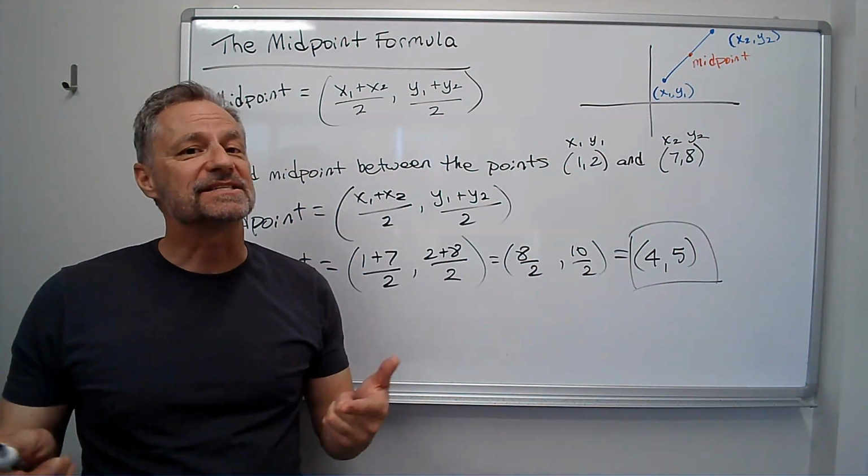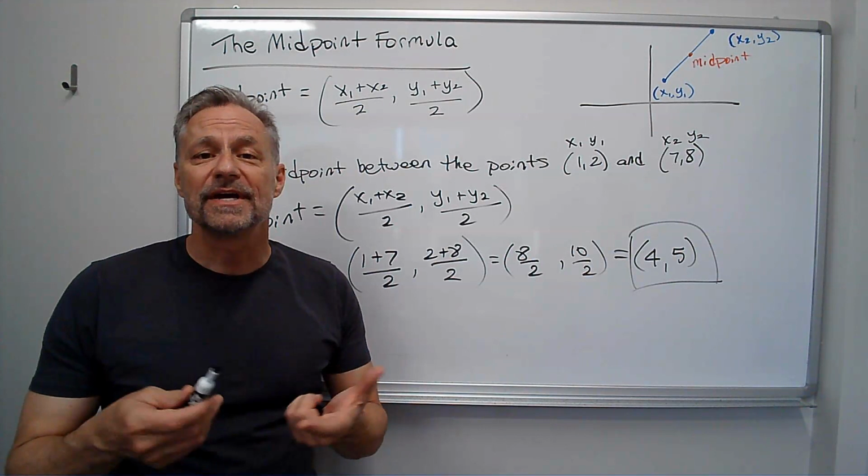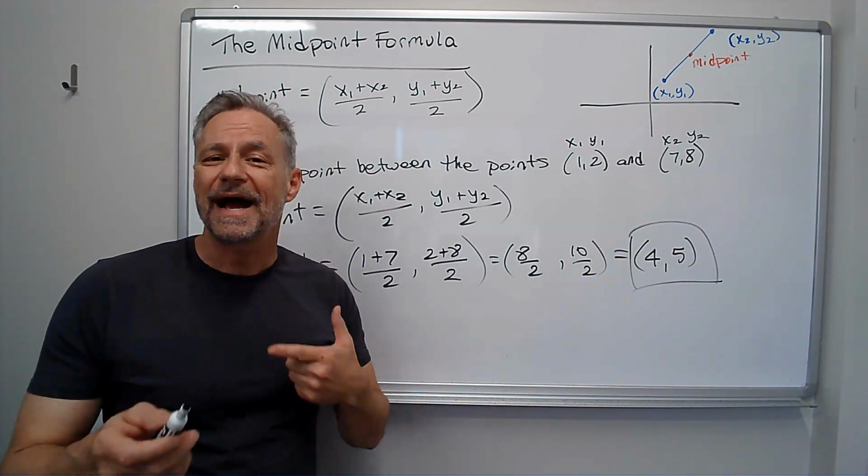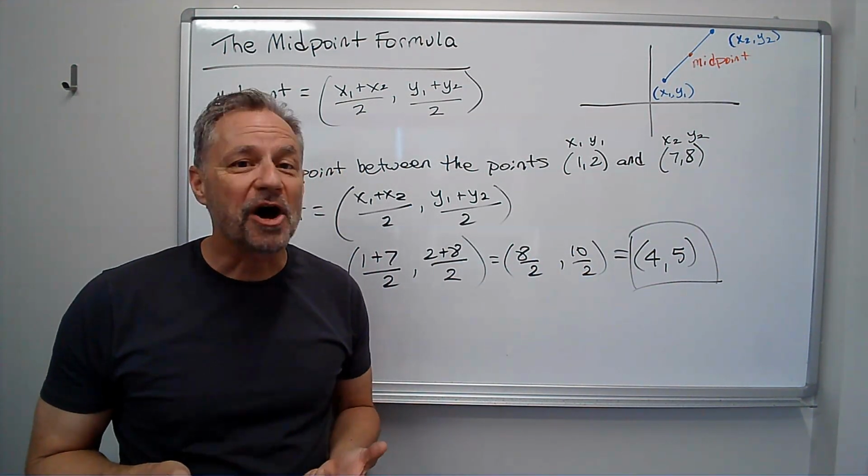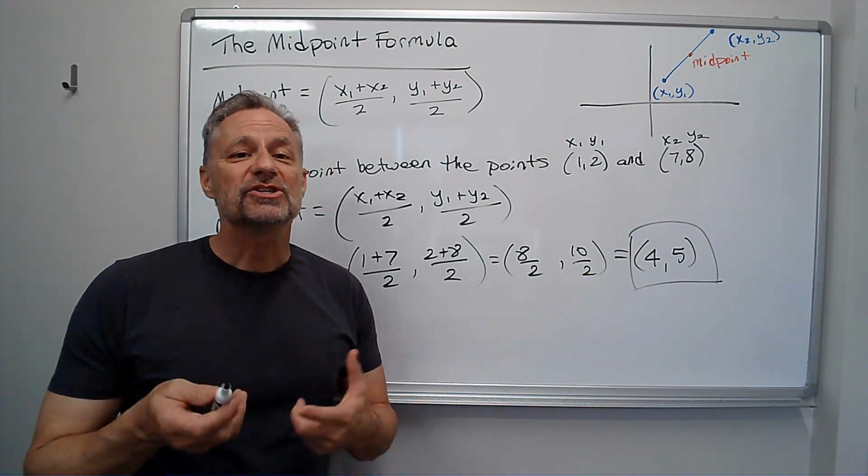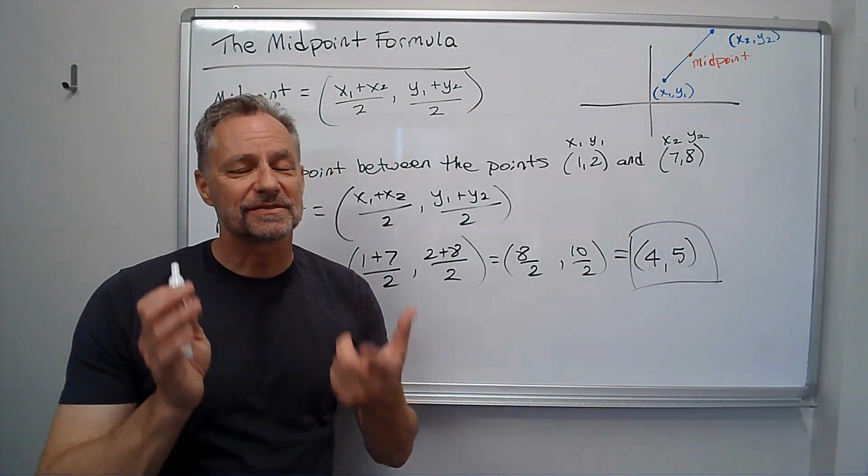But that's the idea. It's the average of the x's and the average of the y's, just written as a point. So I think if you remember that, it'll be a real easy concept. And so just go take this on, get your points, and go from there.